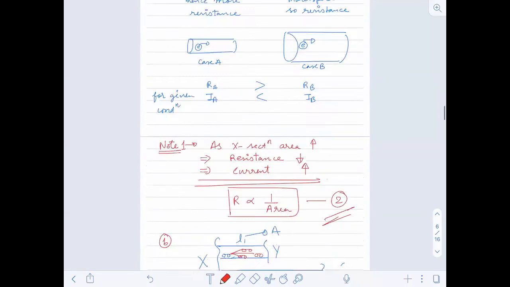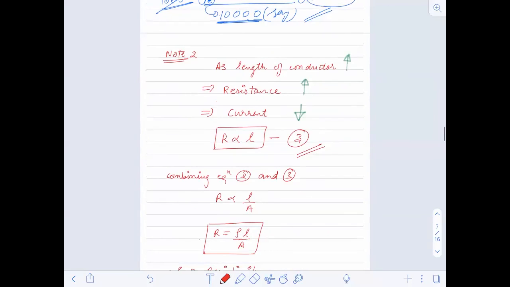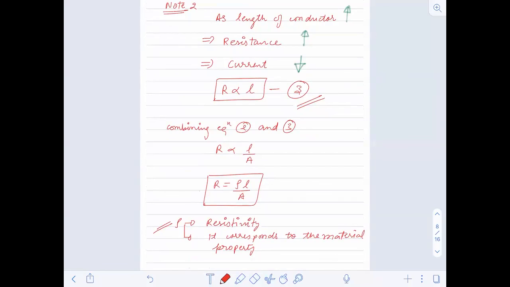So for that only, this rho is brought here. This is again a very, very important equation for you. 5-star equation. Equation number 4.